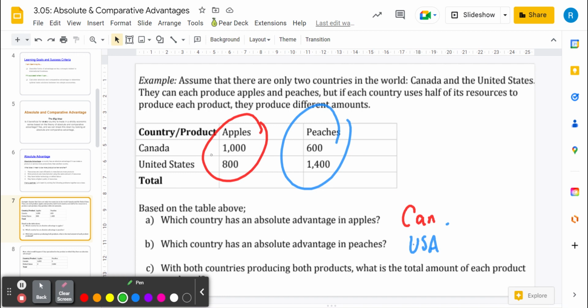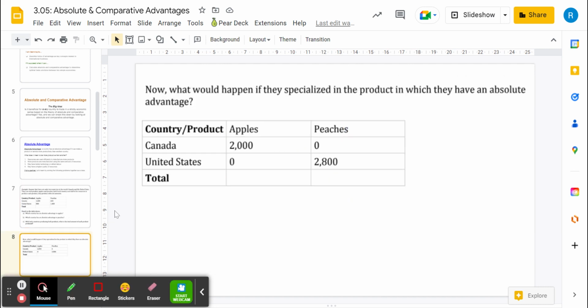So to start off, in this scenario, Canada and the States are each using half their resources to make these products. How many total apples get created? 1,800. And how many total peaches get created between the two countries? 2,000. Okay, so that's the total productivity if they're each devoting half their resources in that way. But is that optimal, is the question.